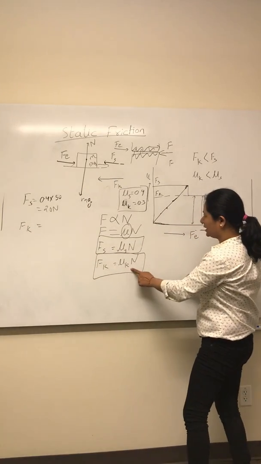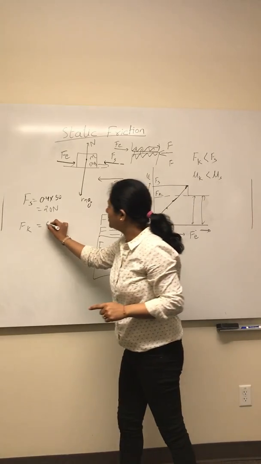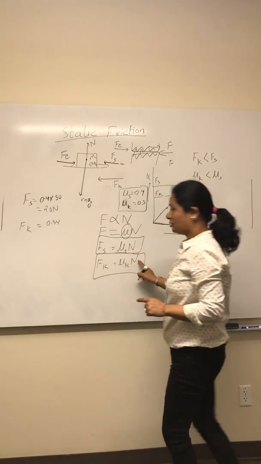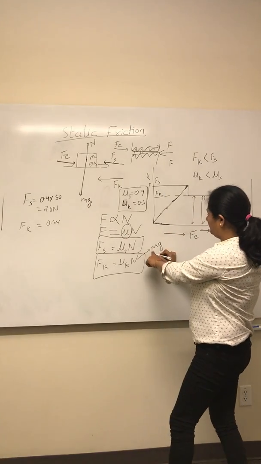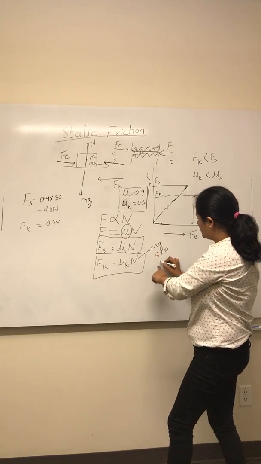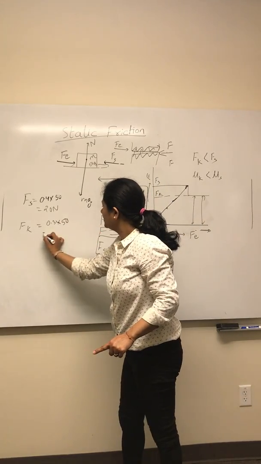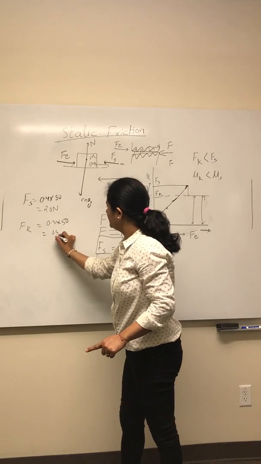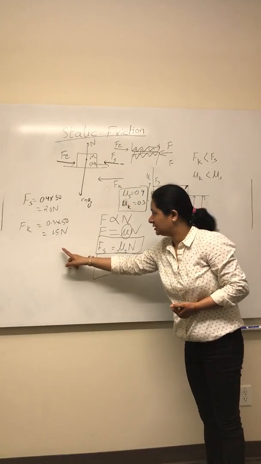Now let's see how much is the kinetic friction. Kinetic friction is mu k times N. Mu k is 0.3, times the normal reaction, which is mg, 5 times 10 is 50. So 3 times 5 is 15 newton. So the kinetic friction here is 15 newton.